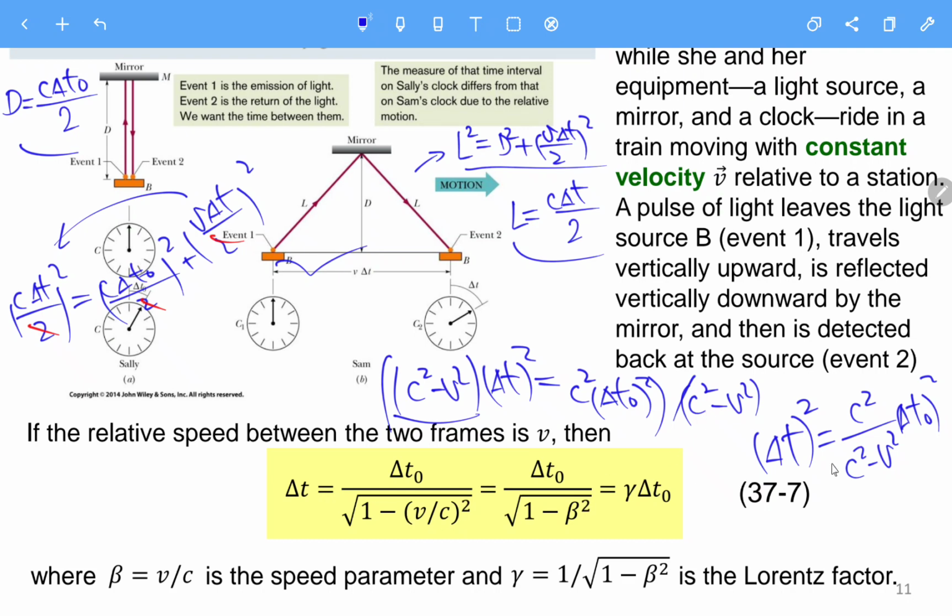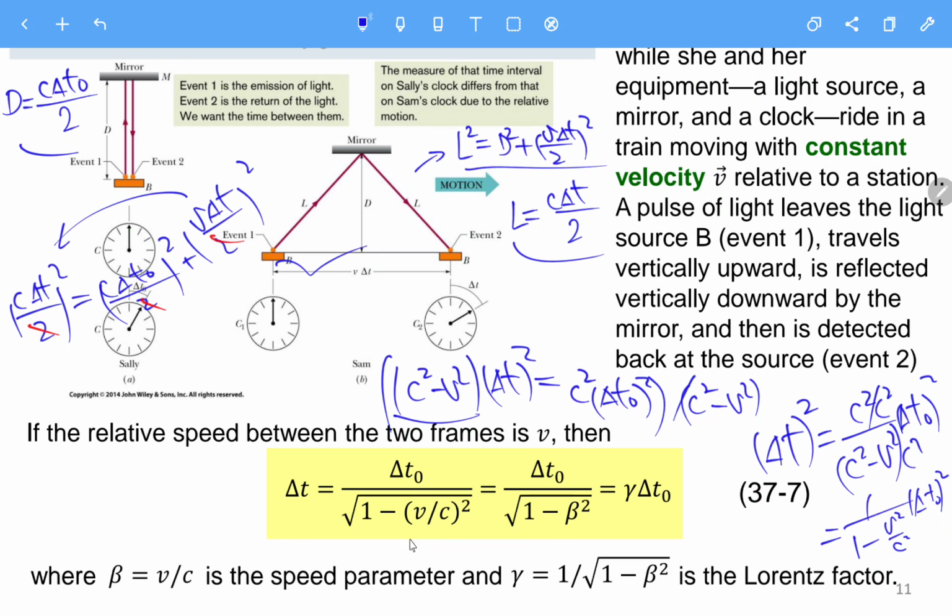So we have delta t equals delta t0 over this term. We can divide c squared in both the denominator and the numerator, so that it becomes 1 over 1 minus v squared over c squared, times delta t0 squared. So we take the square root on both sides, so it becomes 1 over the square root of 1 minus v over c quantity squared, like this. So this is the equation of the time dilation.